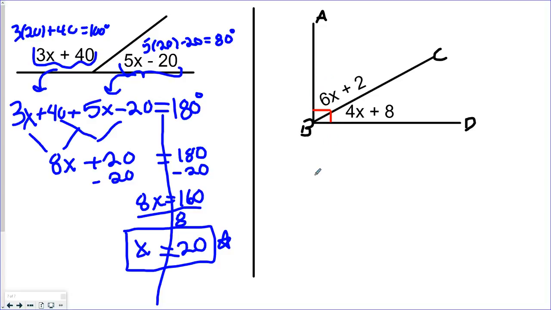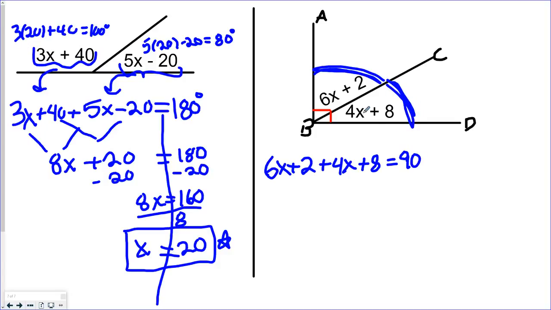Well, knowing that, I can say that the top angle, 6x plus 2, plus the bottom angle, 4x plus 8, should be equal to the total thing, which is 90. So if I take this angle right here, and I add it to this angle right here, that should get me the entire big angle, which I know is 90. And I just put that into a math form. I said the first angle plus the second angle is equal to the big angle, 90. Draw my line and get to solving.